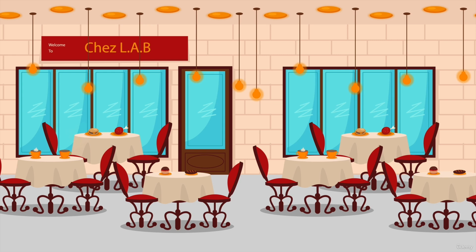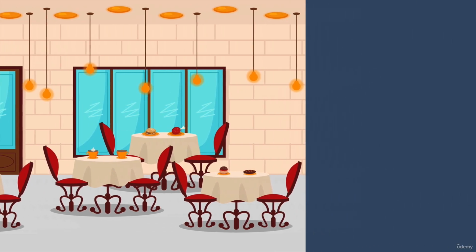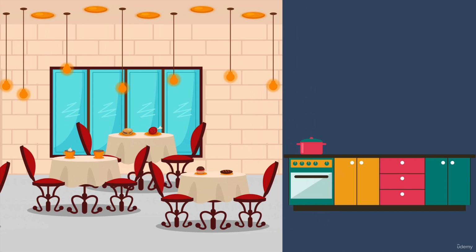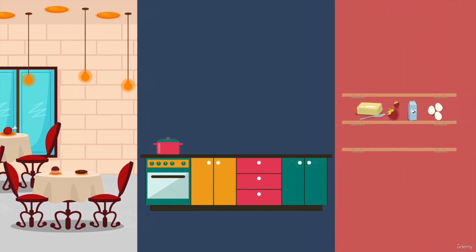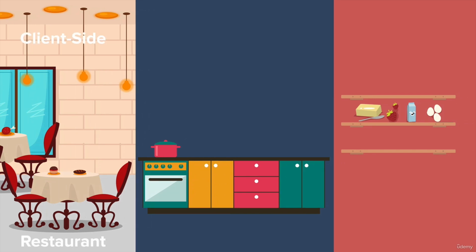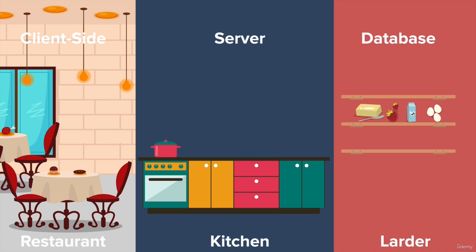Now, in order for you to have a good overview of what the whole system looks like, I like to use the analogy of a restaurant. So imagine you have a restaurant and you've got the front of house, which is where the tables are, where the customers sit, and then you've got the kitchen, which is where the chefs work and where you're creating all the dishes, and finally you've also got the larder, which is where you store all the ingredients in the fridge or on the shelves. Now, this front of house part, which is where the user sits, is the client side. In the middle, we've got the kitchen, which is the server. And finally, we've got the larder, which is basically the database of ingredients.